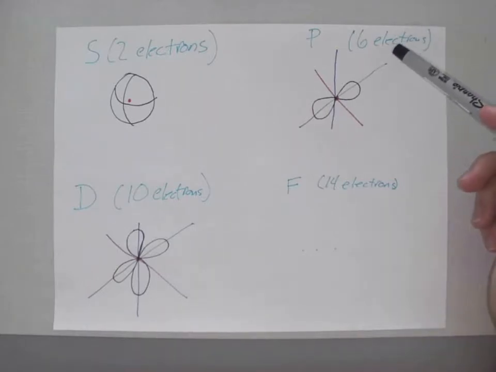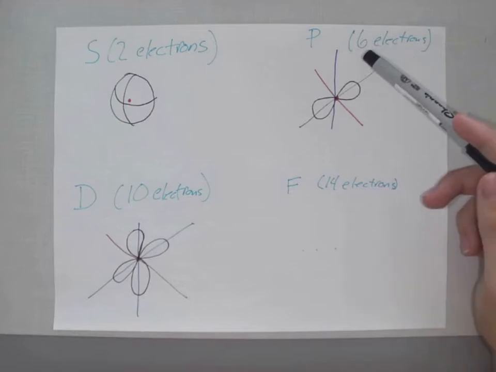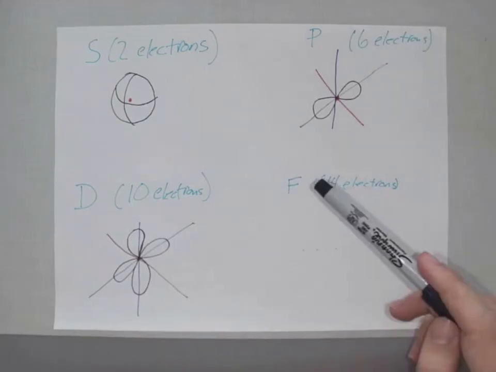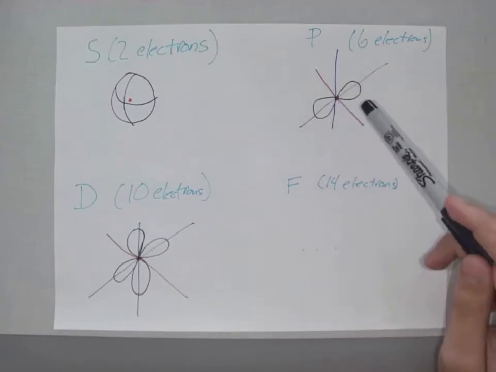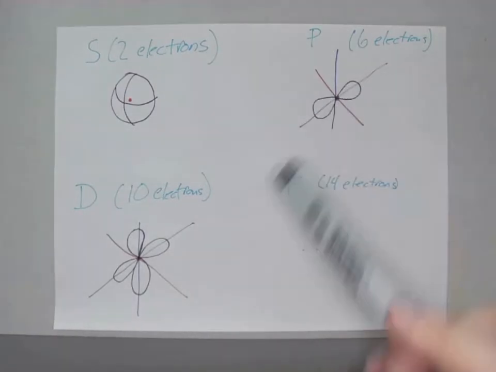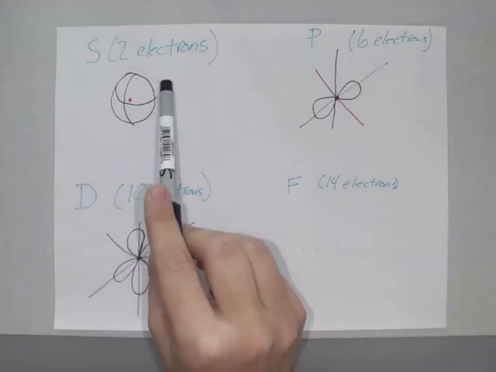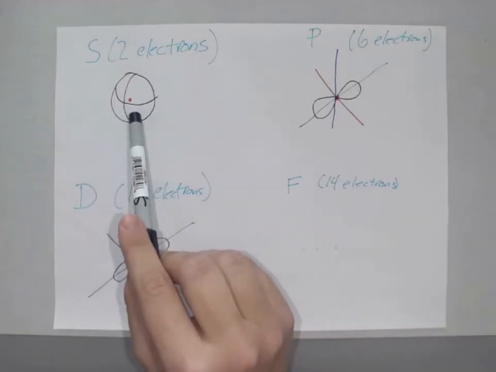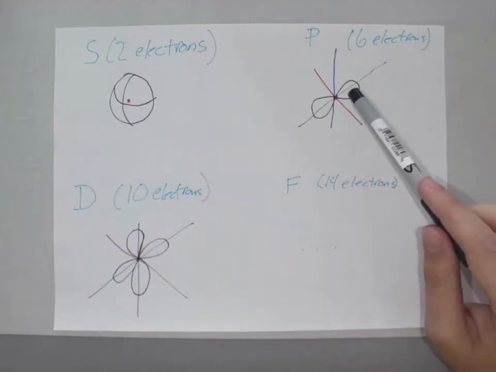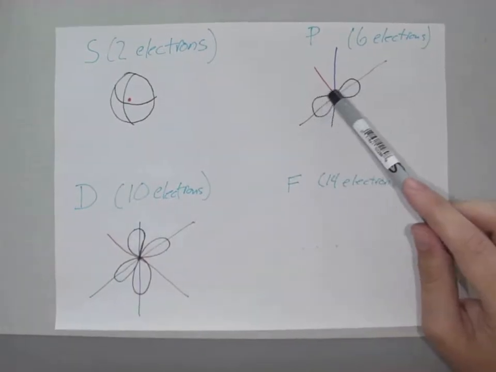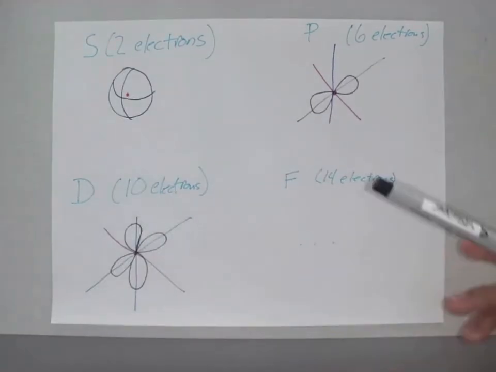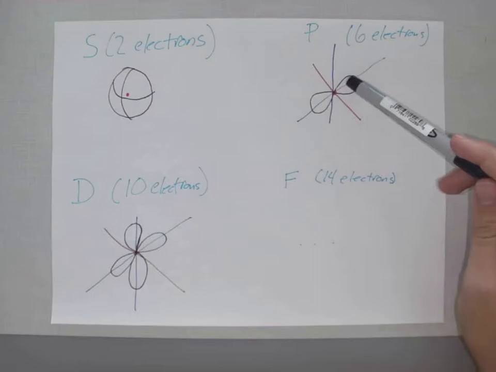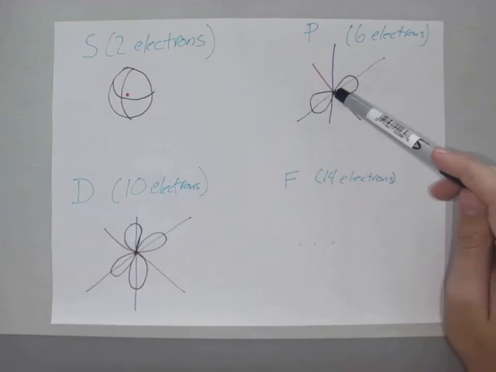A p orbital, or a p subshell, holds 6 electrons. Along with this sphere, which is in the center there, it's kind of hard to see, we also get these 2 big lobes on the outside. And those are also 2 more orbitals. So while the S subshell had 1 orbital, the p subshell has 2 orbitals like this, plus the central orbital that looks exactly like the S one. So that has a total of 6 electrons, 2 per orbital. So 2 here, and then 2 in the center.